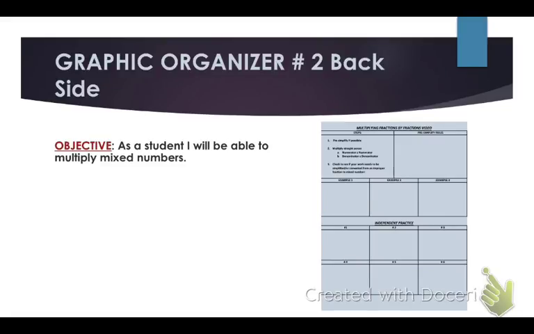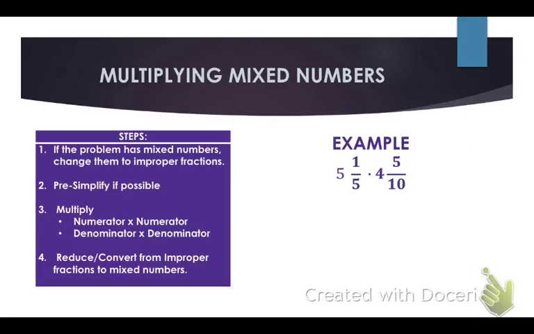All right, once again, you need graphic organizer number 2. It's the back side. You'll see at the top, it'll say multiplying mixed numbers. This one is the wrong one, but it is the back side of this one. All right, and let's go ahead and get started.